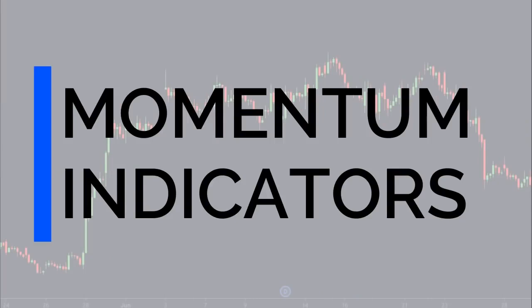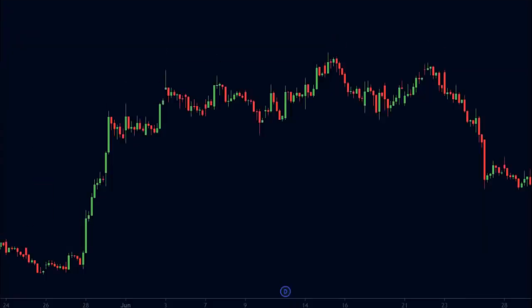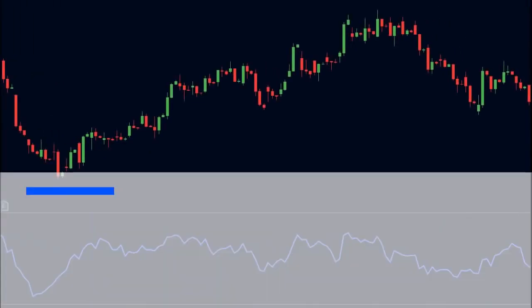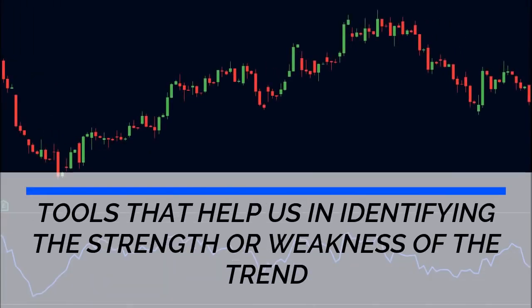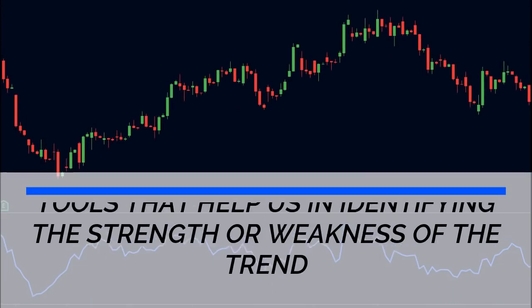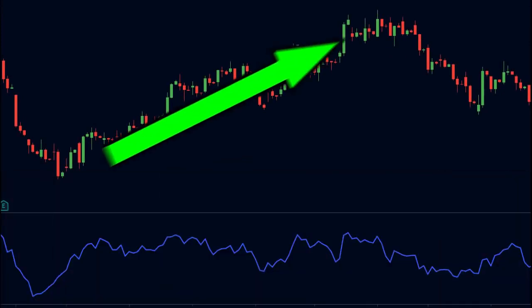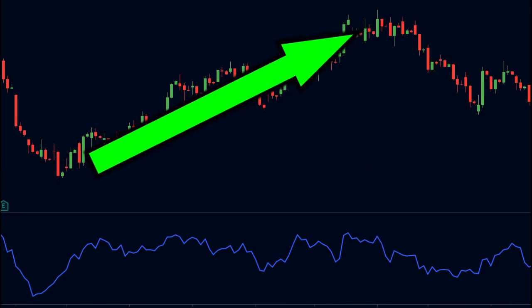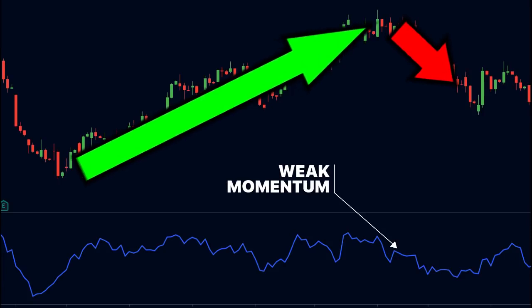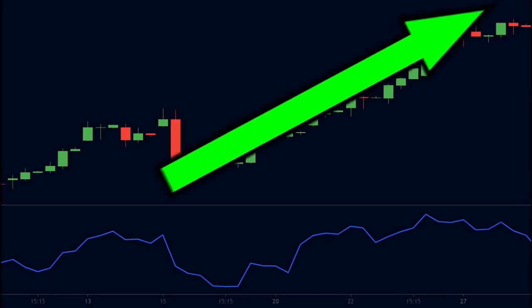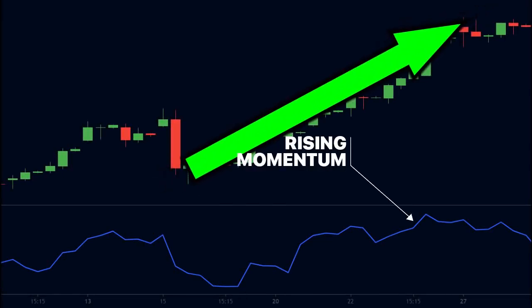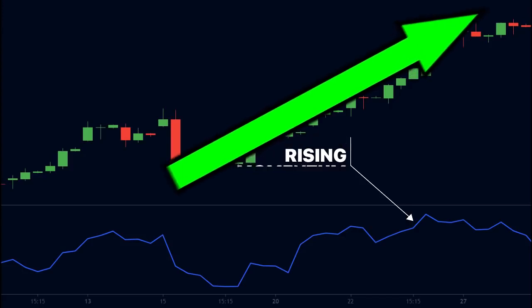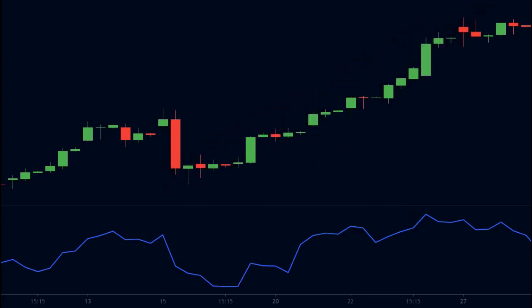Number 2. Momentum indicators. Momentum indicators are tools that help us in identifying the strength or weakness of the trend. If the market is in an uptrend, we will be looking to buy. But if the momentum of the uptrend is weak, the trend could easily reverse. On the other hand, if the market is in an uptrend and the momentum is also rising, we can expect the trend to continue in the near future. Hence, we want the momentum and the trend to be in our favor.